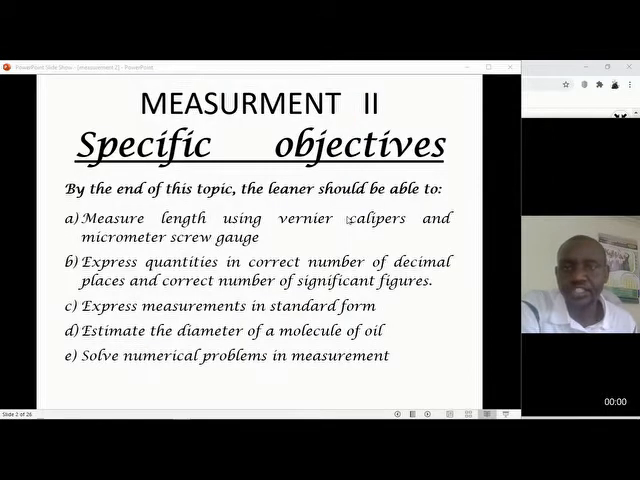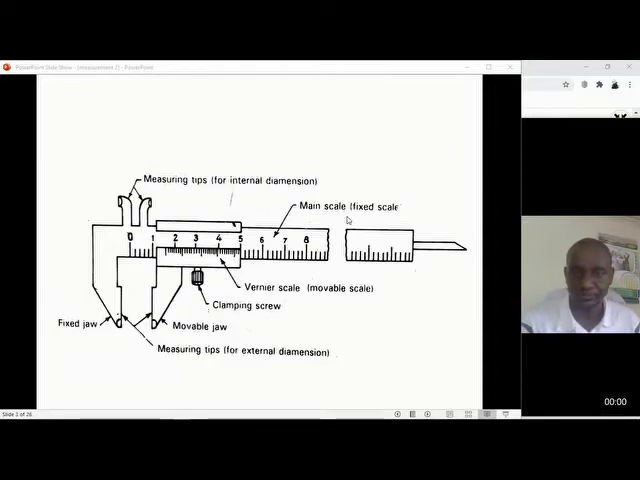Welcome. Today we are on measurement 2, and our specific objectives are, by the end of this lesson, you as the learner should be able to measure length using vernier caliper and micrometer screw gauge. Express quantities in correct number of decimal places and correct number of significant figures. Express measurement in standard form. Estimate the diameter of a molecule, oil molecule, sample. Solve numerical problems in measurement. But for today, this lesson will only cover the vernier caliper.